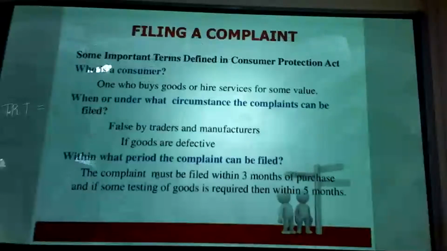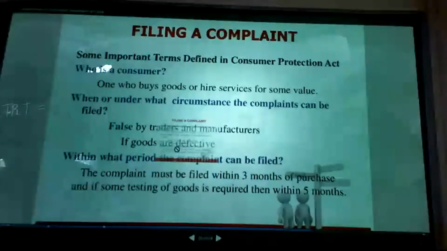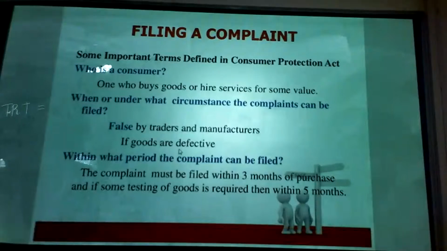Next one. Normally, when people receive any defective product or defective service, how to file a complaint? That is fundamental. So first, some important terms defined in the Consumer Protection Act. Under that, who is a consumer? One who buys goods or services for some value.